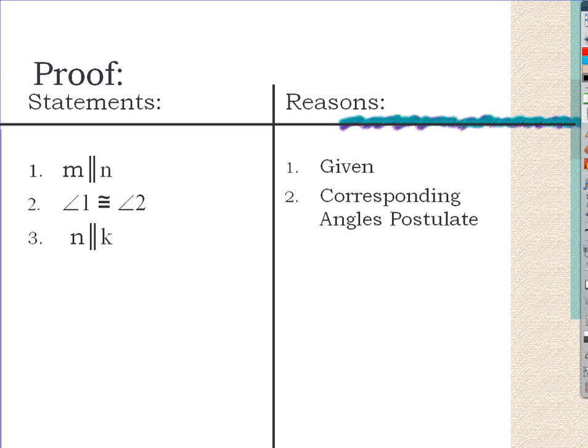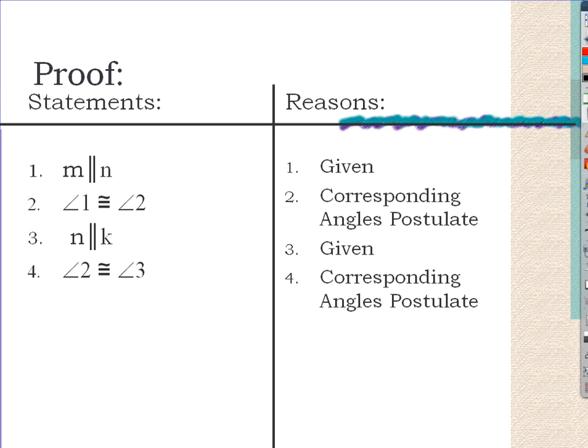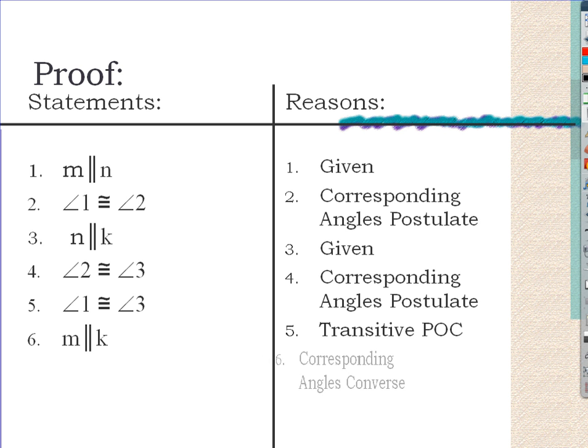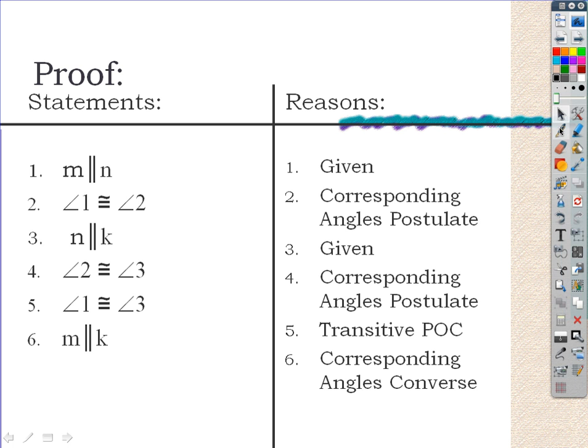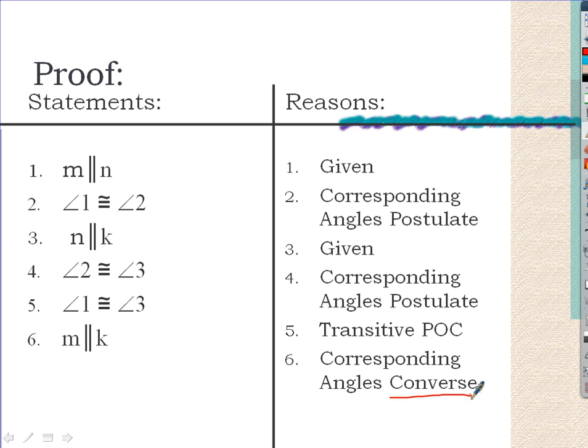We looked at lines N and K. Those were given to us as being parallel. And so for the same reason that we had up here, 2 and 3 are congruent angles also, right, by corresponding angles. Then we said that, well, if 1 is congruent to 2 and 2 is congruent to 3, then 1 is congruent to 3 by transitive property of congruence, right? And then finally, we were able to say that, okay, well then if angles 1 and 3 are congruent, then M and K must be parallel by the corresponding angles converse. Okay. So there it is.